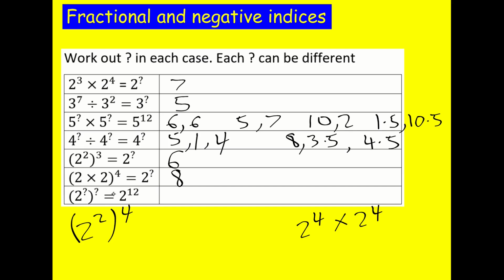Okay, this last one, we're just looking for pairs of numbers that multiply to give 12. So 3 and 4, 2 and 6. You could even have 24 and 0.5. So these are some possible answers.